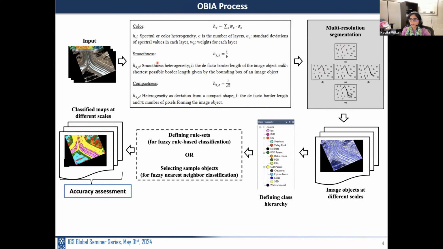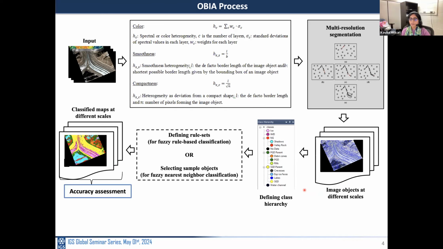Once these parameters are defined by the user, it is followed by the image segmentation process. In my study, I have used multi-resolution segmentation, which I'll be discussing in my next slide. After image segmentation, we get the image objects at different scales, as I said before. At a coarse scale, I can get the larger size glacier features, and at a fine scale, I can get smaller size features, for example the ponds or the crevasses, and so on.